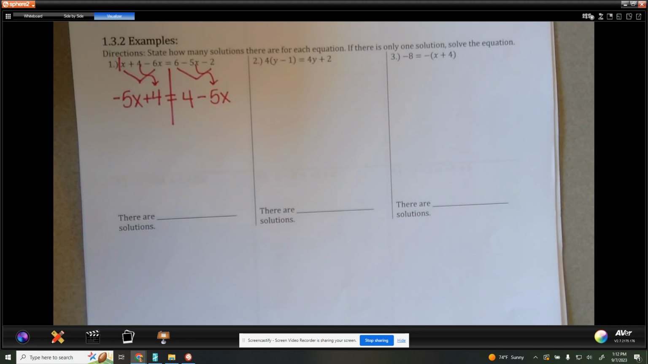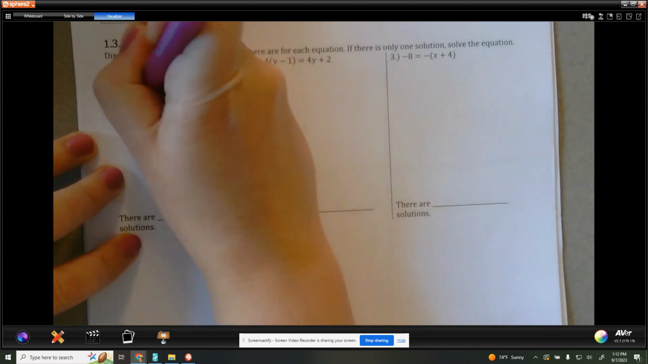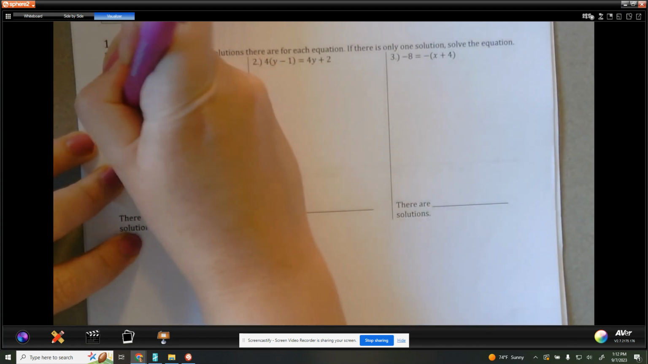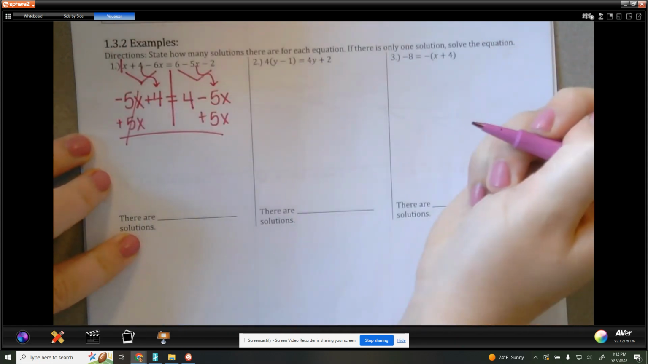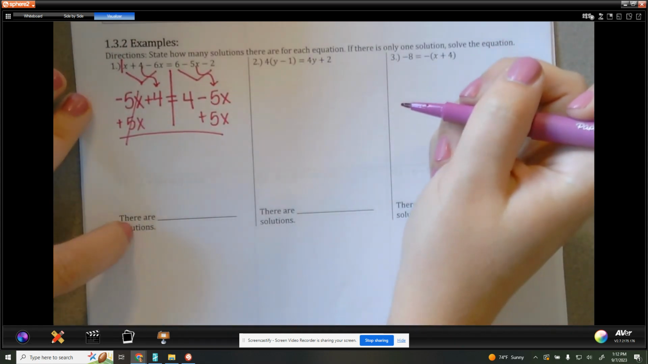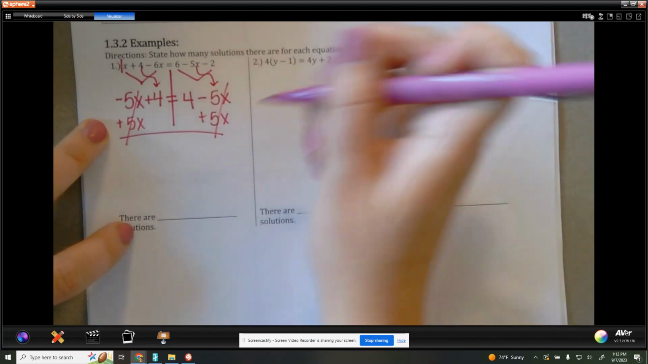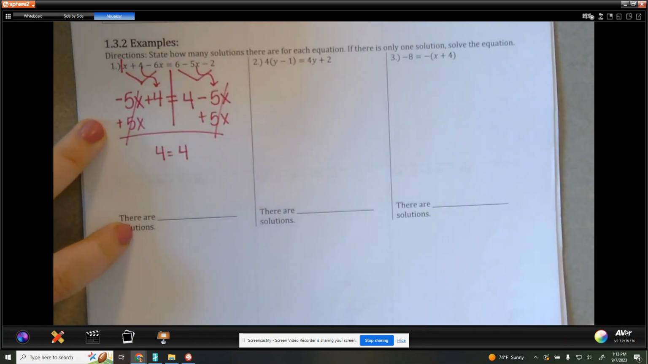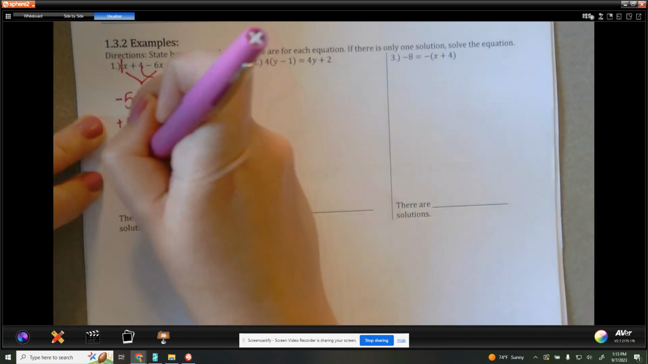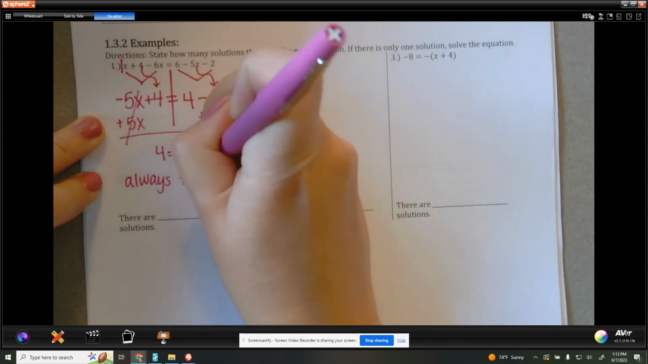Now we want to make sure that we get the x's on both sides. So I'm going to add this 5x over here, and you'll notice something funky going on already, but that's okay. All right, we add 5x to both sides. Those are gone, no more x's. Negative 5x plus 5x is just 0. Same over here. So we get 4 is equal to 4. And this is always true. So I'm going to write that always true.